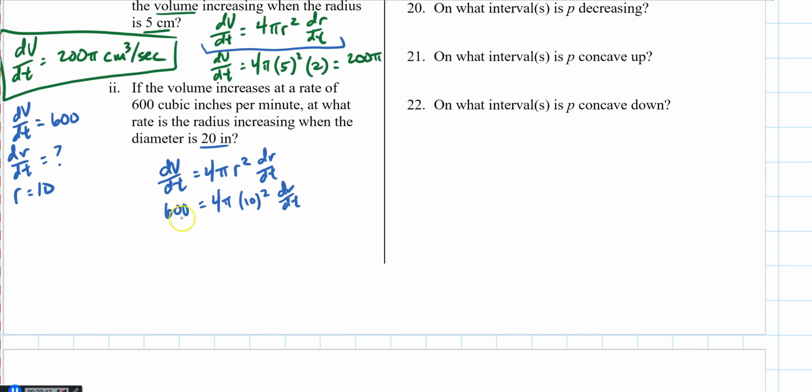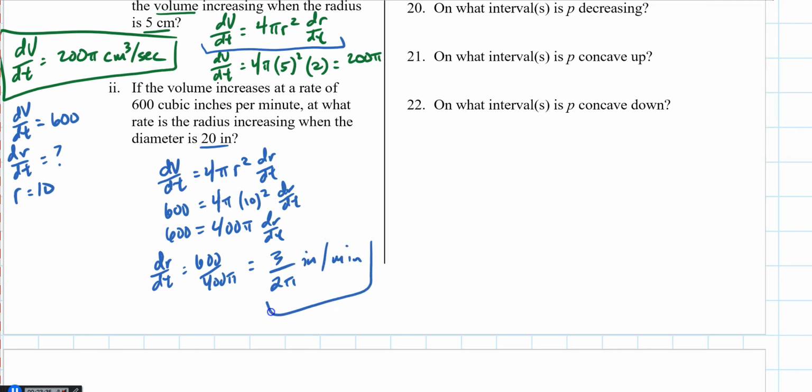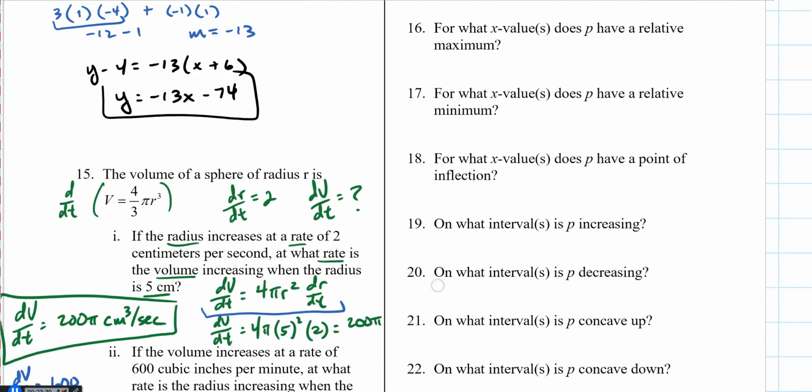And that's going to leave me with 600 equals 400 pi dr/dt. So dr/dt is equal to 600 over 400 pi, which reduces down to 3 over 2 pi. So my final answer is 3 over 2 pi inches per minute is the rate of change in my radius.